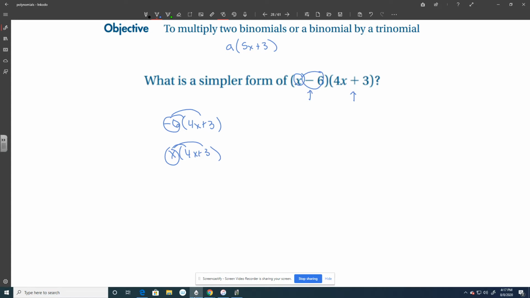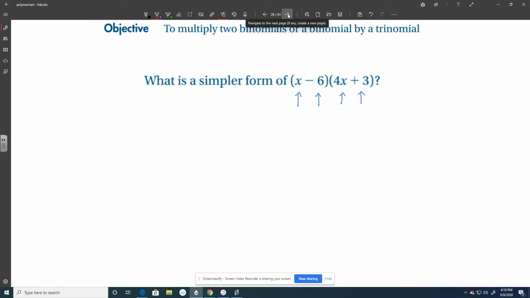So there's a couple of different methods that I'm going to show you how to do this. And really what it boils down to, all you need to remember is that everything in this parenthesis needs to be multiplied by everything in this parenthesis. It's that simple. Everything in one needs to be multiplied by everything in the other. What gets difficult is keeping track of what you have and haven't done already. So we'll show you a couple of different ways.